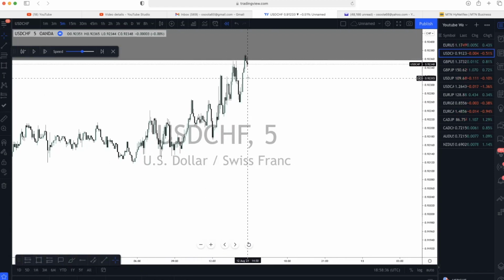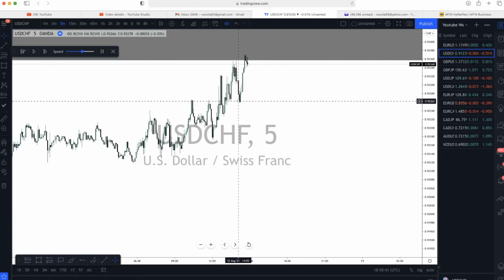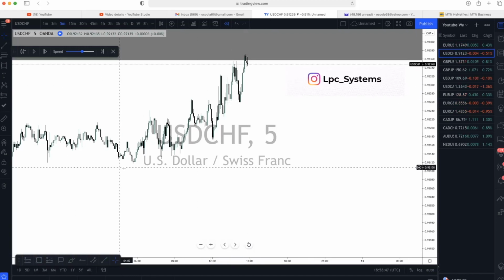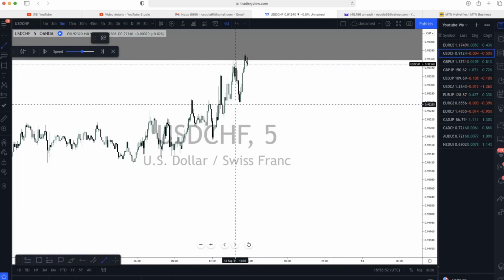So price is there, and it has already taken out this liquidity, just as you can see. So I'm looking forward to this low to be broken. Don't forget what I said. I said we want to see a break of market structure, which will be this particular area that we are looking at. We want to see break of market structure in here.